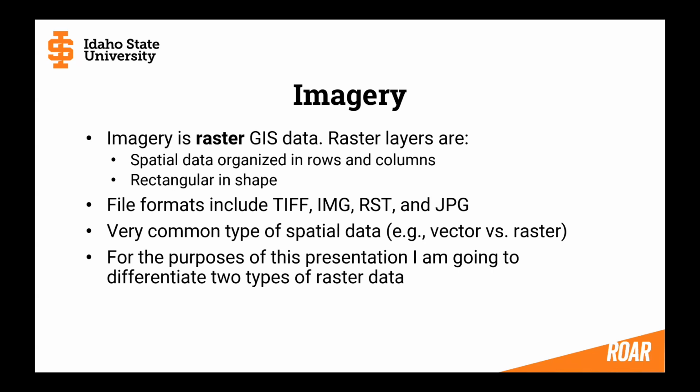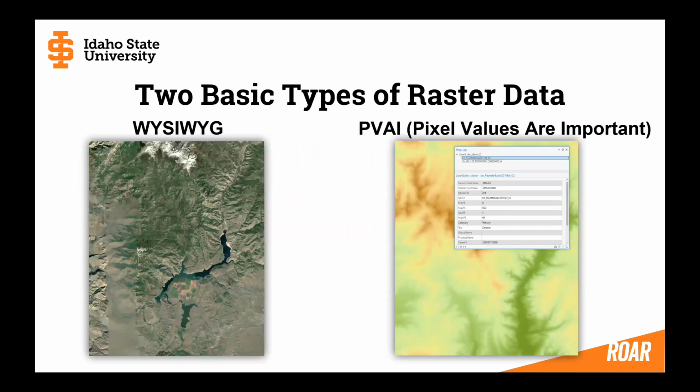Rasters are a very common type of spatial data. All spatial data, for the most part, is vector. No, it is all vector or raster. That's it. And for the purposes of this presentation, I'm going to differentiate two different types of raster data. Let's take a look at those.